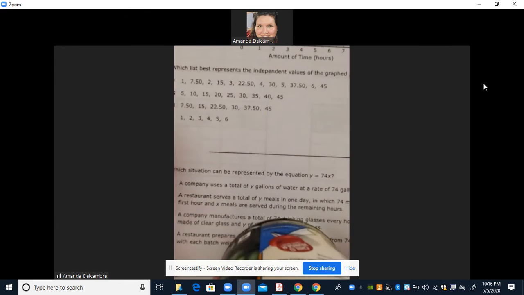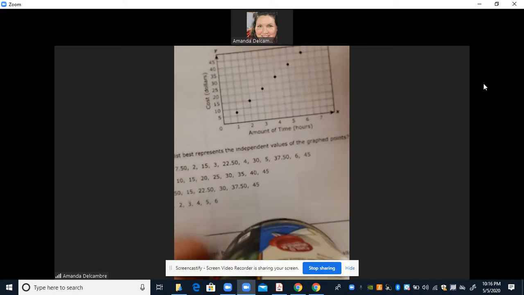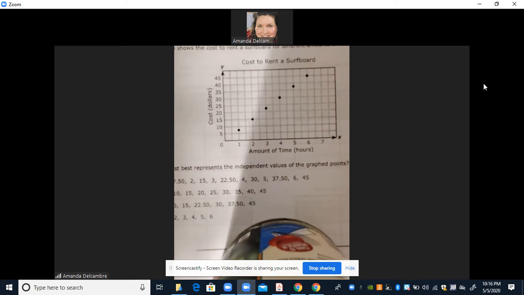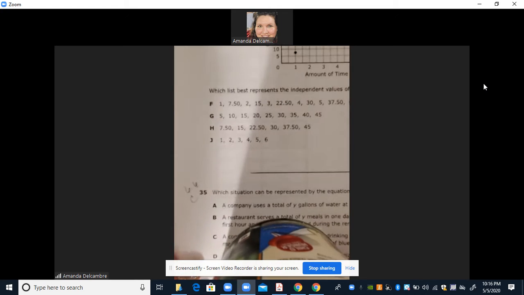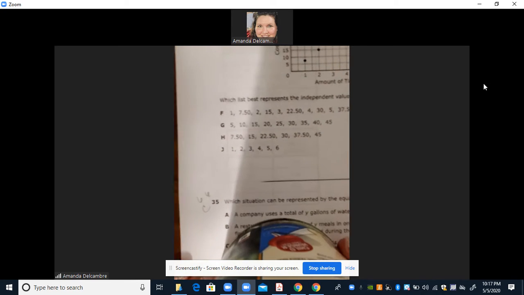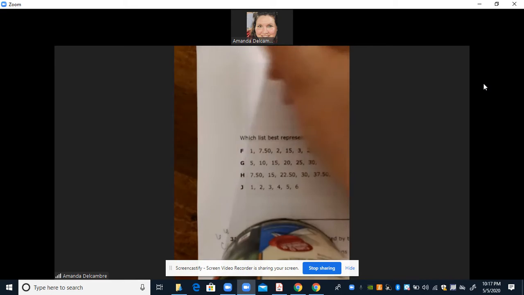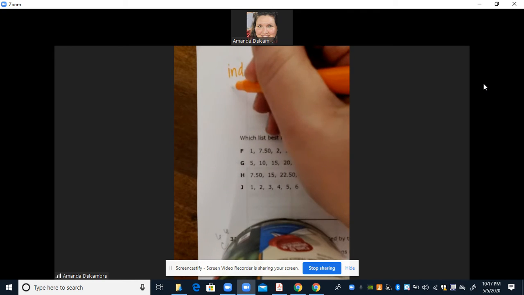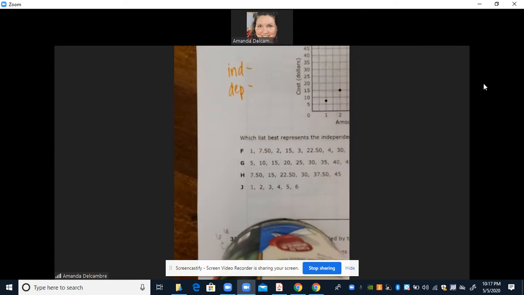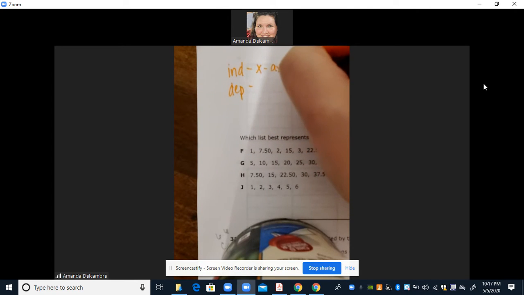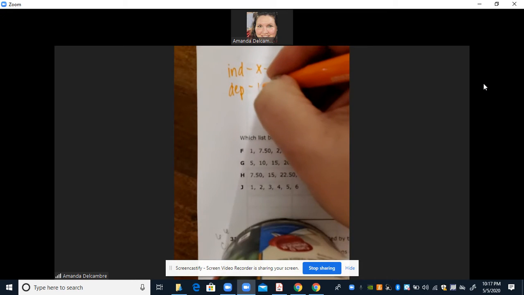Let me zoom in. The graph shows the cost to rent a surfboard for the different amounts of times. Which list best describes the independent values of the graphed points? Okay, so there's some information here that we need to know. We need to know our independent values. So remember independent and dependent variables. Your independent variables are on your x-axis, and your dependent is on your y-axis.